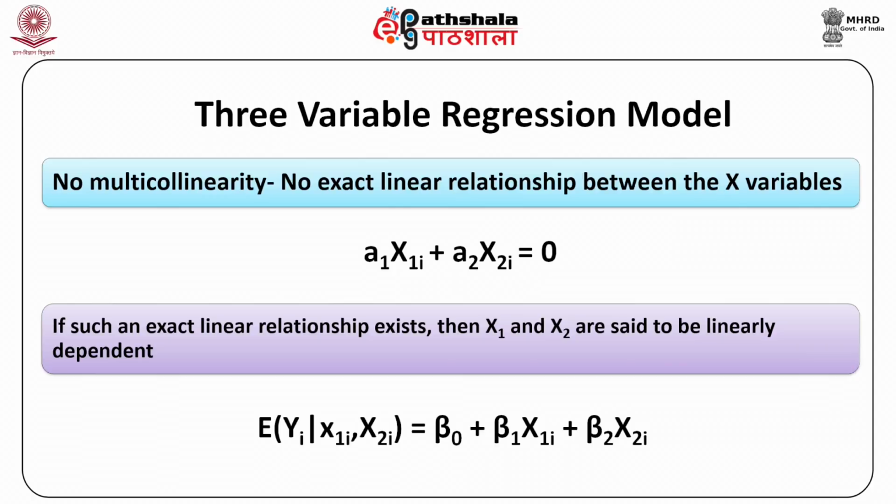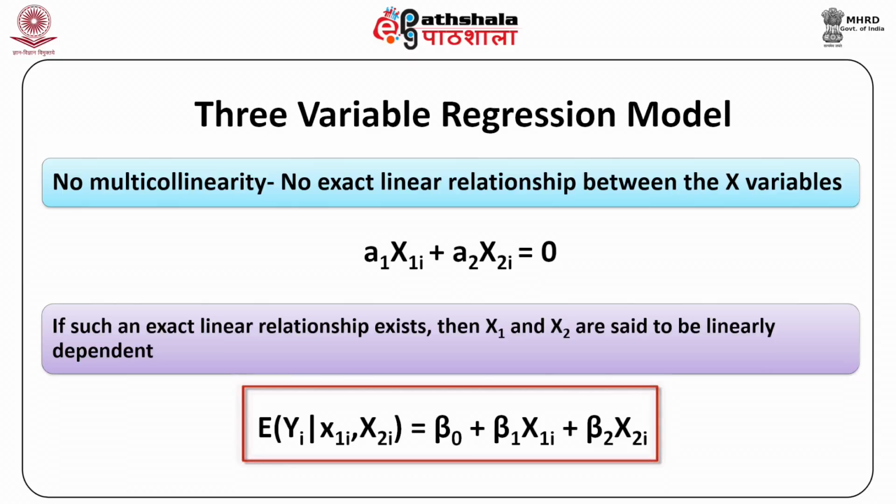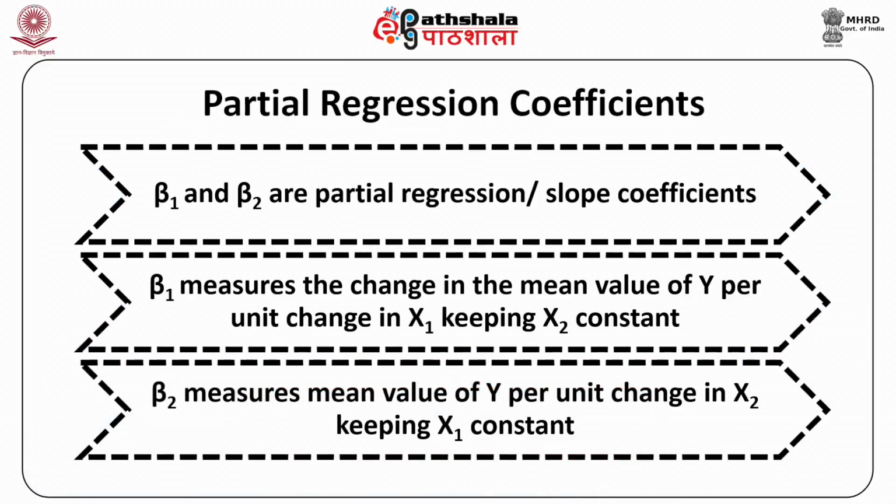Given these assumptions, we get the conditional mean value of y conditional upon the fixed values of x1 and x2, that is, expected value of yi given x1i, x2i is equal to beta 0 plus beta 1 x1i plus beta 2 x2i.